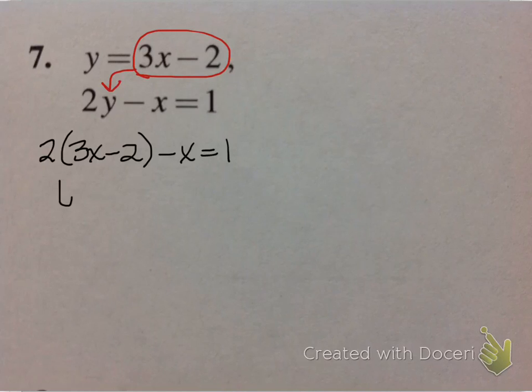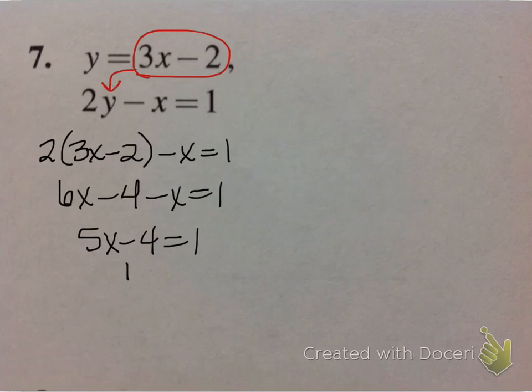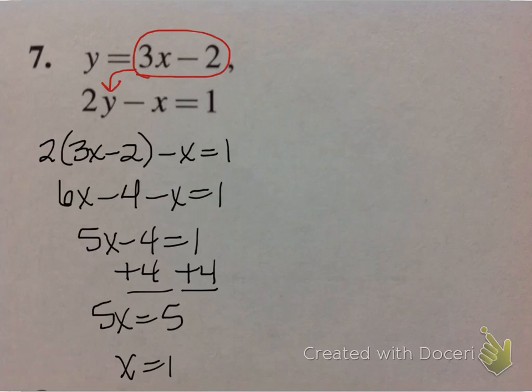So now I distribute, combine my like terms, and now I can solve. So it looks like x equals 1.